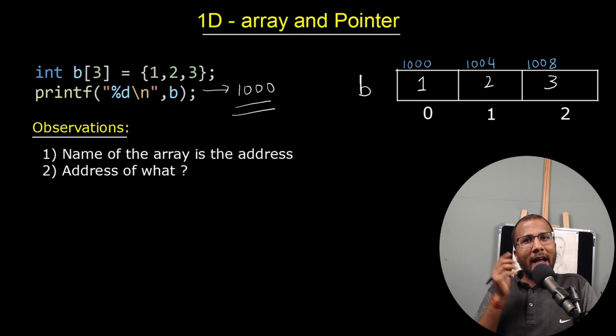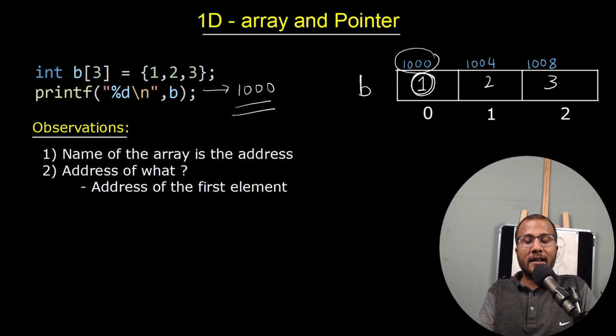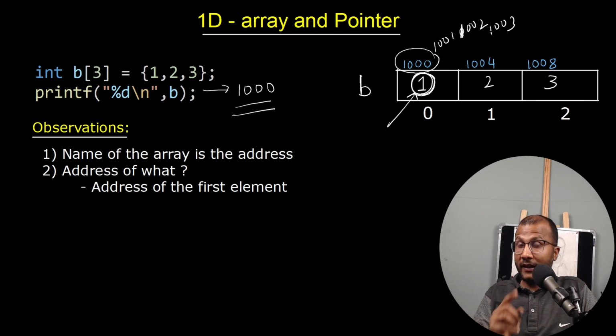Now you may be wondering, address of what? This address belongs to whom, right? This address 1000 is actually the address of the value 1, the address of the first element. Now the first element 1 actually has 4 addresses, 1000, 1001, 1002 and 1003, because it is 4 bytes. Each byte is going to have a unique address. I've already told you that, right? So 4 bytes, but 1000 is the starting address, right?